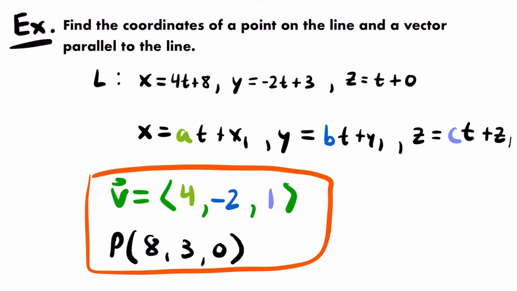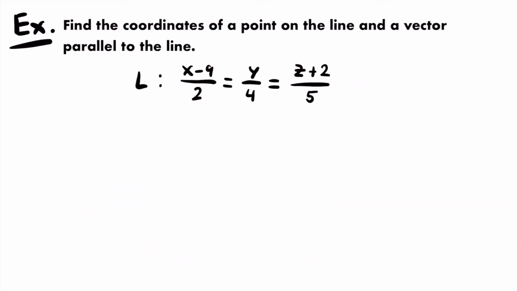Okay, let's take a look at another example. Next up, we want to do the same thing that we did in the previous example. We want to find the coordinates of a point on the line and a vector parallel to the line that we have right here. All right, so once again, we are reversing the process that we had done before, but now the line that we're working with is in symmetric form. We have a symmetric equation of this line in 3D space.